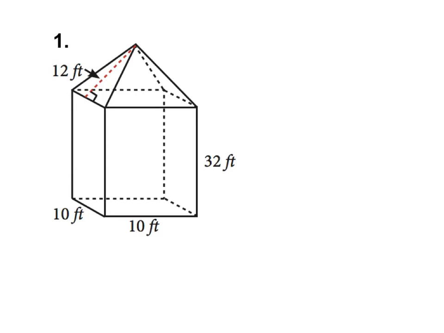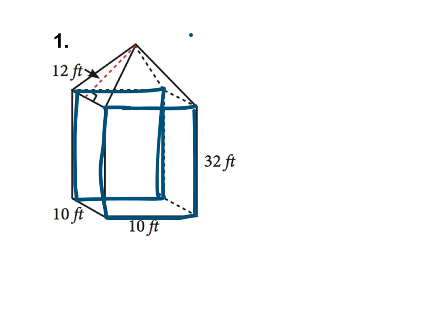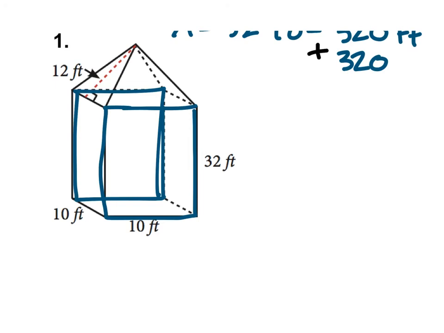So what we're going to be doing is finding the surface area of this shape. To do that, we have to find the area of each of the shapes. I'm going to start with the box, particularly the front right here, which also matches the back portion of the box. The area of that would be a 32 by 10 rectangle, which gives me 320 feet squared. But I've got 2 sets of those, so I've got another 320 right here. I'm going to need to add those together.